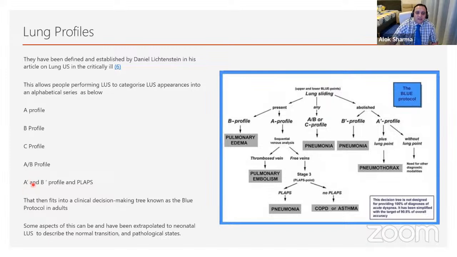A dash, a classical example, is pneumothorax. But with a B dash profile, there are a variety of different conditions. Pneumonia can give you a B profile because you can have sliding, but pneumonia can also give you a B dash profile. And actually, if you have complete atelectasis, you're not going to see the pleural margin, but you will see lung that looks very tissue-like, which is again called a B dash profile. So he's described them into these profiles. And the reason he's done that is because you can use each individual profile to think about what possible pathology you have and what you're dealing with. And this is applicable to neonates as well.